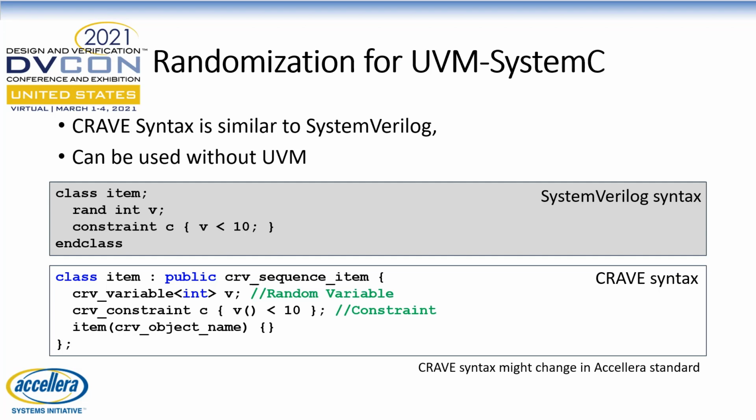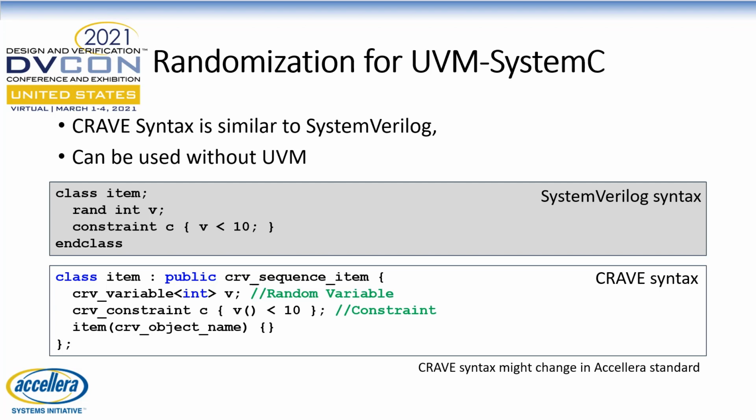Let's take a look at an example of CRAVE. At the top, some SystemVerilog code is shown, and at the bottom, the corresponding CRAVE code is shown. So we want to randomize a random variable v and define some constraint c on it, which says v is smaller than 10. Similar to SystemVerilog, where we just write rand and define the constraint, in CRAVE we use a CRAVE variable, specify the template type of the variable, and then we can define the constraint.